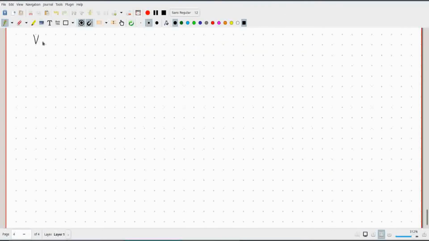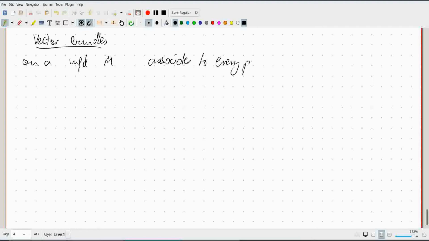So let's meet the objects we're going to talk about. Let's meet vector bundles. So the idea is, roughly speaking, that a vector bundle on a manifold M associates to every point of that manifold a vector space E_p, and it does so in a smooth and coherent manner.